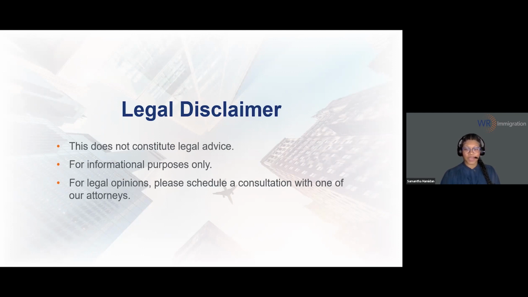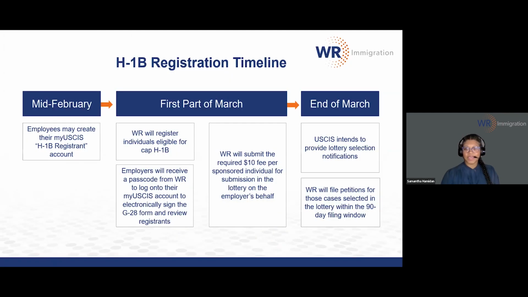We will now present an overview of the H-1B electronic registration timeline. USCIS will launch their system for filing H-1B petitions that involves an electronic registration in March. The first step is for employers to create their My USCIS H-1B registrant account if you have not already done so. We will go into detail of how to create this later.